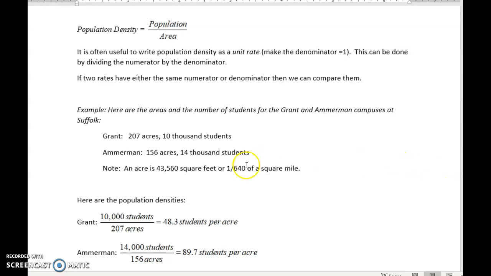So an acre here as a reference is 43,560 square feet, which is 1/640th of a square mile. So we would need at least 640 acres to make up a square mile.